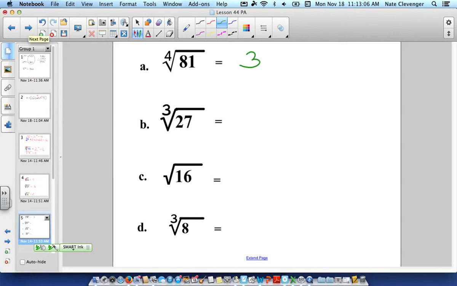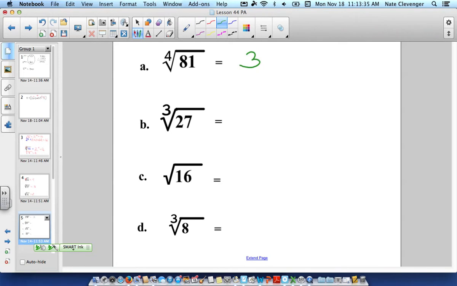Very common mistake to see that and think 9 just because we know the square root of 81 is 9. Similar to the 4th root of 16, that whole thing. All right, we've had the cube root of 27. What's the cube root of 27, Kylie? One number times itself 3 times. 9 times 3 is 27, but what number times itself 3 times gives you 27?